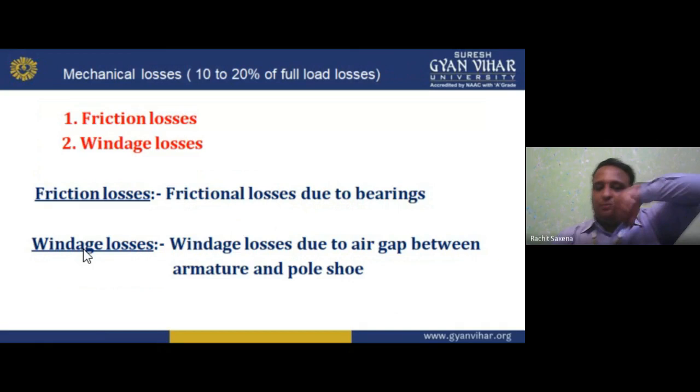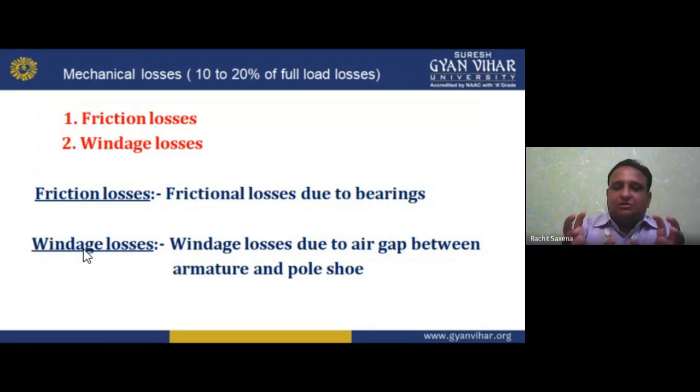Now this is your pole field, and this is your armature. It rotates like this. So the loss is due to the air gap, and it becomes windage loss, combined with friction. So windage loss is due to the air gap between armature and pole. Then 10 to 20% is this one. I hope you understand.